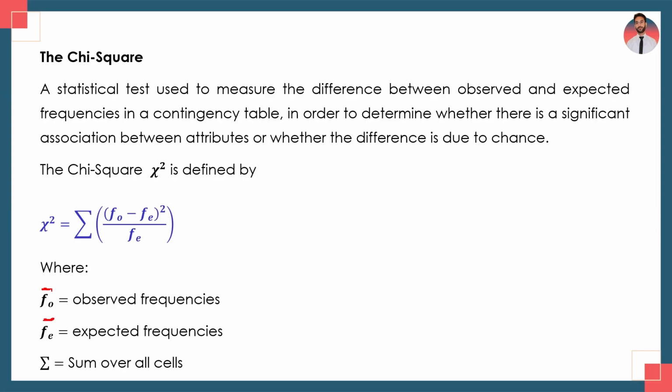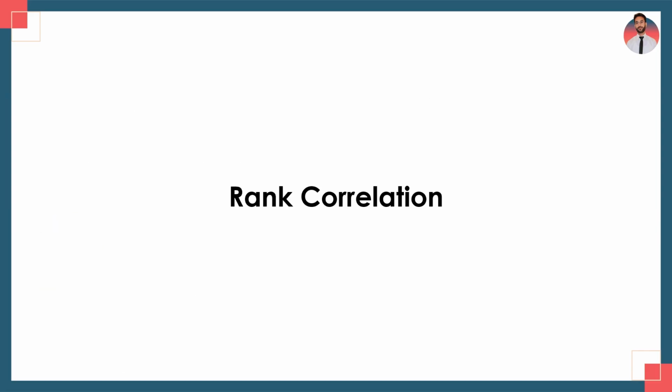This is called summation. So in this way we will calculate the chi square value for the R by C contingency table, and then students, we will find whether the attributes are independent or not. Now I will discuss the topic rank correlation.